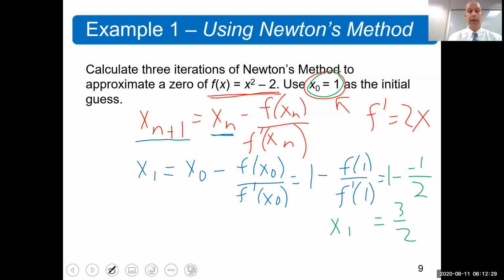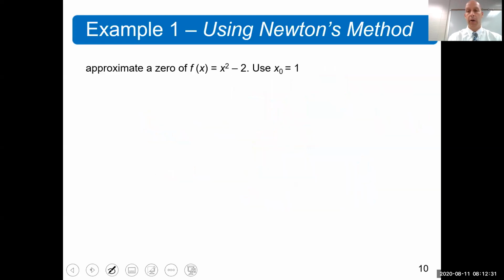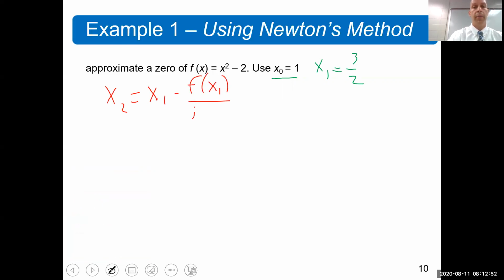This is an iterative process, so I want an even better guess, or a better calculation. So we're going to continue the process. Now, I already know what x sub 0 is. That was our first guess. We've just found that x sub 1 is 3/2. Now let's see if we can figure out what x sub 2 is going to be. Well, x sub 2 is going to be x sub 1 minus f of x sub 1 divided by f prime of x sub 1.